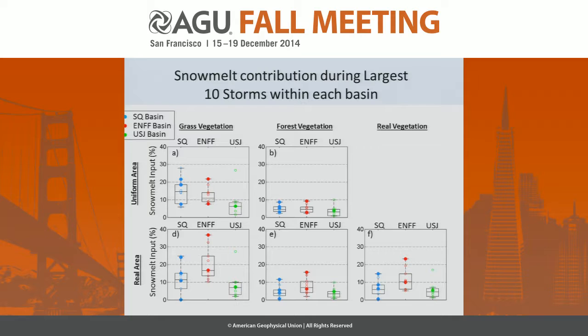And finally, using the real area and the real vegetation fraction, we're able to calculate the total contribution. Our best estimate of this during these storms ranged from 0 to 23%, so you can see some large differences between each basin, depending on these three controls.